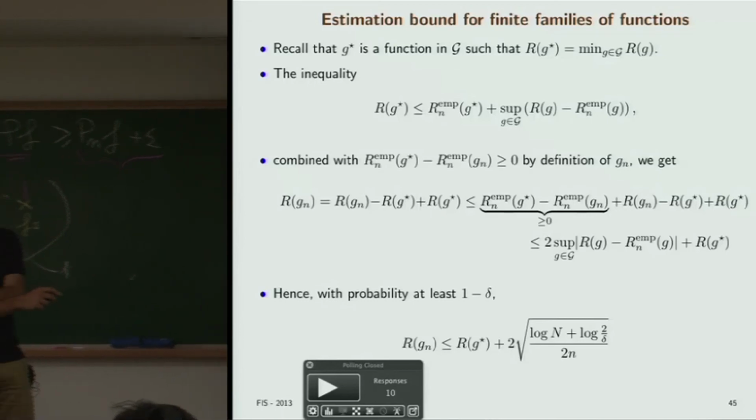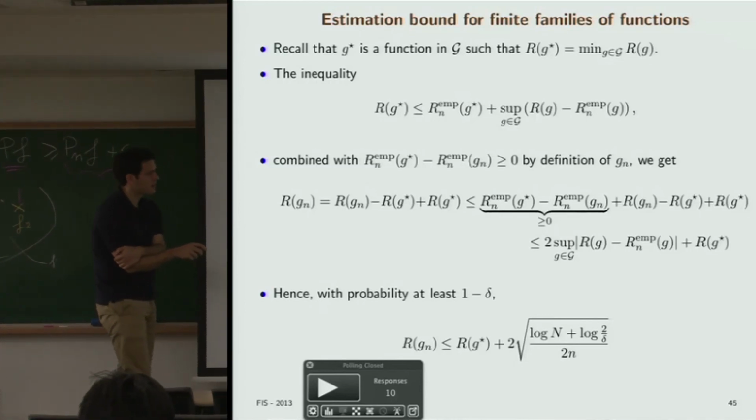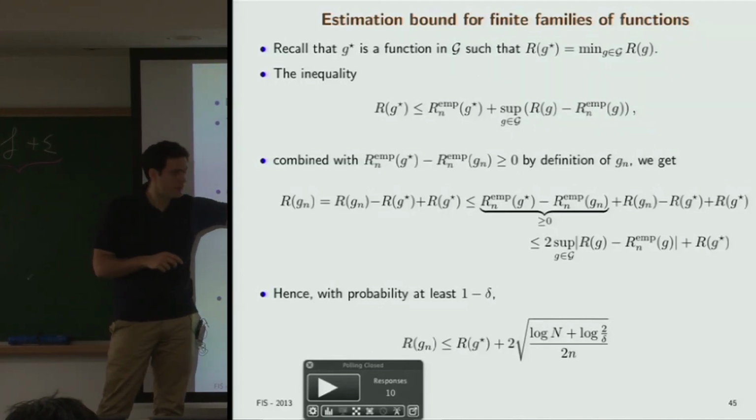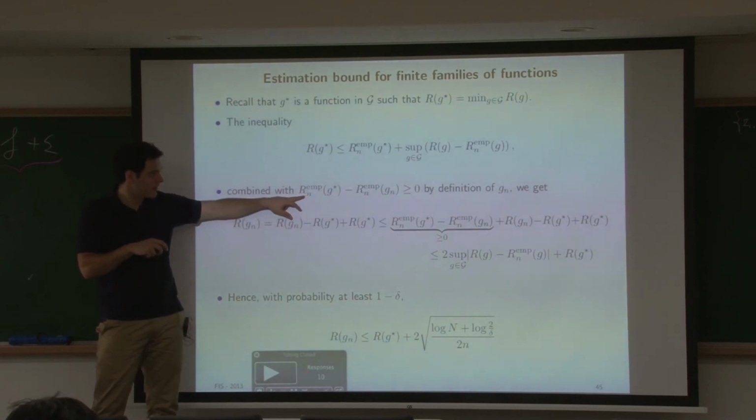Basically, if you follow the definition, remember that within the function class G, R of G star is the minimum. G star is basically the minimum function with respect to the true risk. And what we just proved here is that for that G star, the true risk of the G star is smaller than the empirical risk plus this supremum. And so if we combine this inequality with just simply this inequality, so here I'm just saying that Gn, you remember, is the minimum of the empirical risk. It was the bottom of our red curve. G star will not be at the bottom. It will be somewhere near the bottom maybe, but it will not be at the bottom. So since this is the minimum, this minus this is positive.